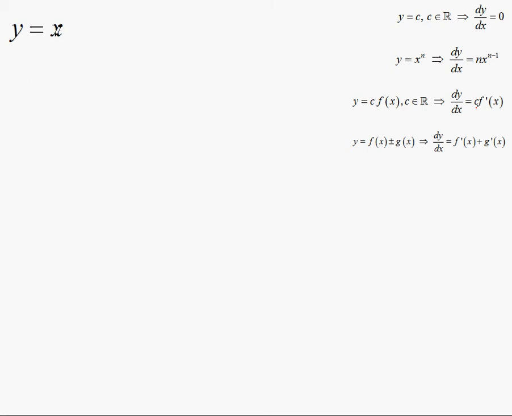Next we have y equals x. Remember, y equals x could be written as y equals x to the power of 1, in which case 1 comes down, 1 minus 1 is 0, so we get y prime is 1 times x to the 0. X to the 0, if you're not sure, that's 1. Anything to the power of 0 is 1. So the answer then is 1 times 1, or 1.